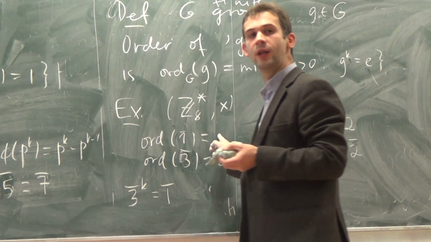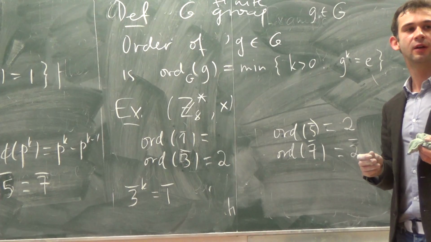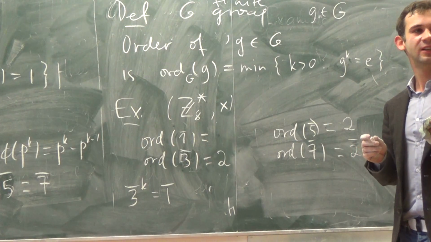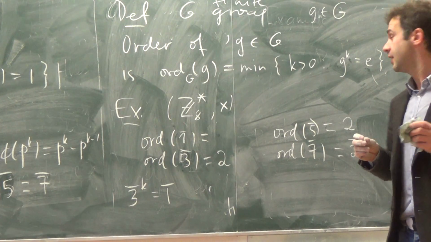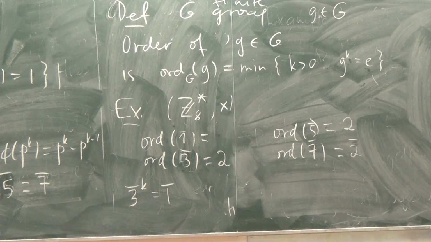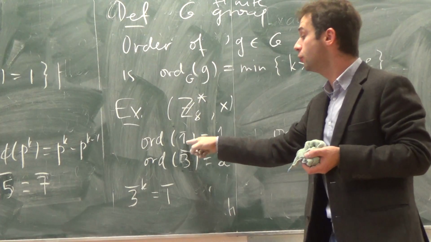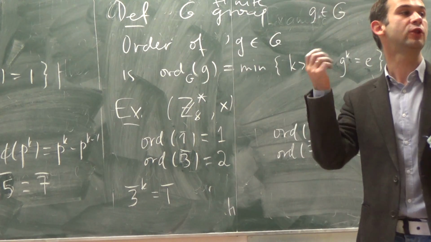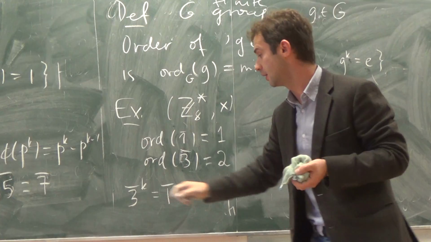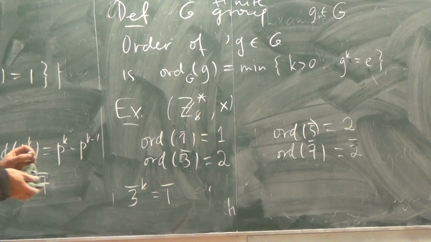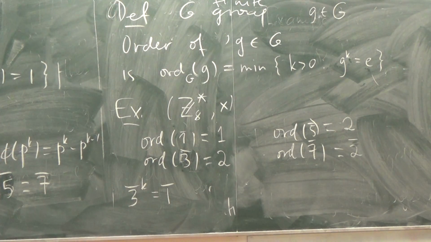Okay, how about the order of 1? That's always the same answer. Here everything is multiplicative, so the order of the neutral element is 1, because you don't have to take any powers. It's just the first power here.